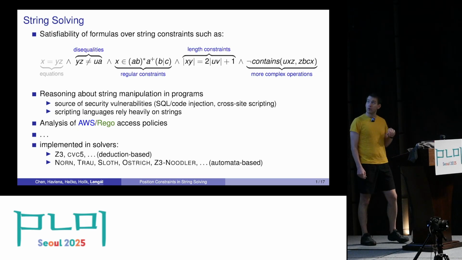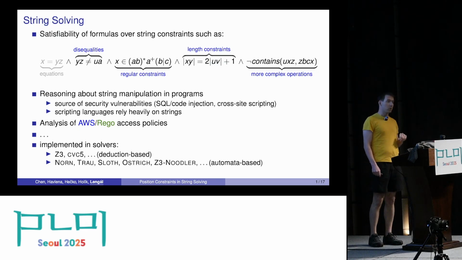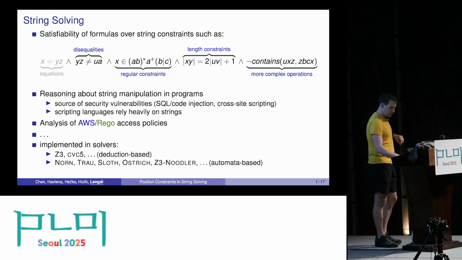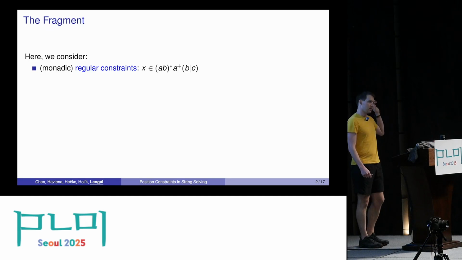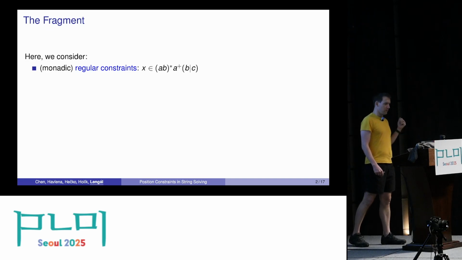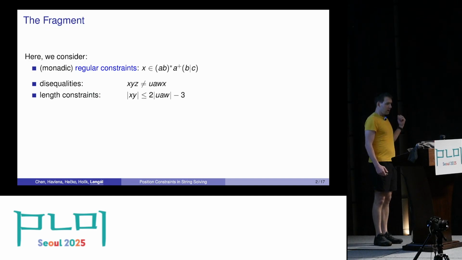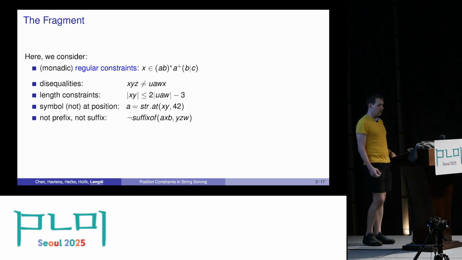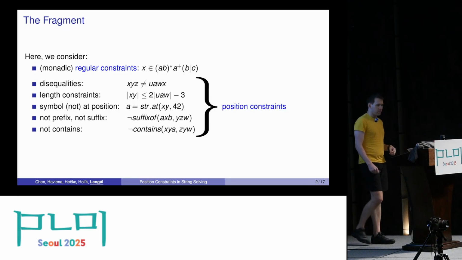In this talk, I will be talking about just some fragment of string constraints. I will not be talking about word equations. These are solved by some other works. I will be talking about constraints which are, in particular, regular constraints. So we consider that the string variables all have some regular language that they belong to. And then we will be talking about disequalities, length constraints, symbol is at a position or symbol is not at a position, not prefix, not suffix, and not contains. These things will be called position constraints.